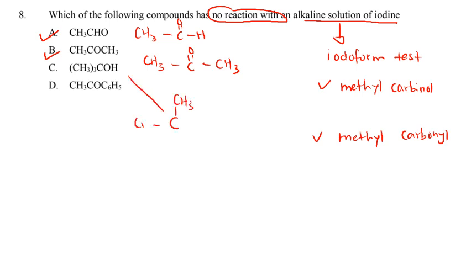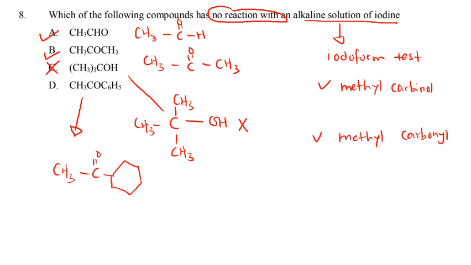CH3, CH3, CH3, OH. This one is not methyl carbonyl. And then the last one, CH3, C double bond O, and then yes, this one consists of methyl carbonyl. So the answer is C.